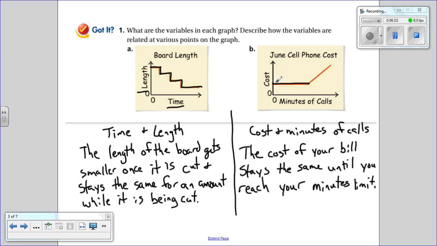Something to that effect. The cost of your bill stayed the same, stayed the same, and then at this point, however many minutes you get on your plan, now all of a sudden you start getting charged extra per minute and it starts to go up. And that's what that graph is showing.